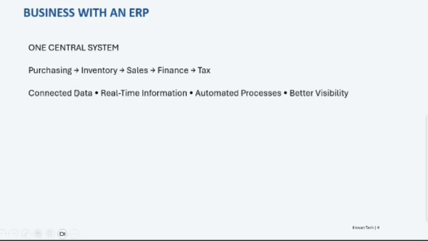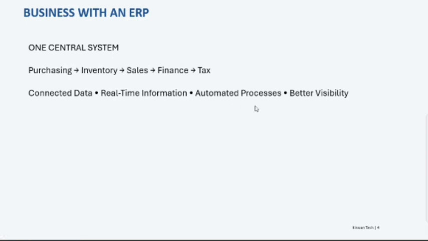So the key characteristic of this is that data is connected, and doing data analysis and tracing anything in the business is very easy. There is also real-time information. Then you can get automated processes and better visibility of the data.